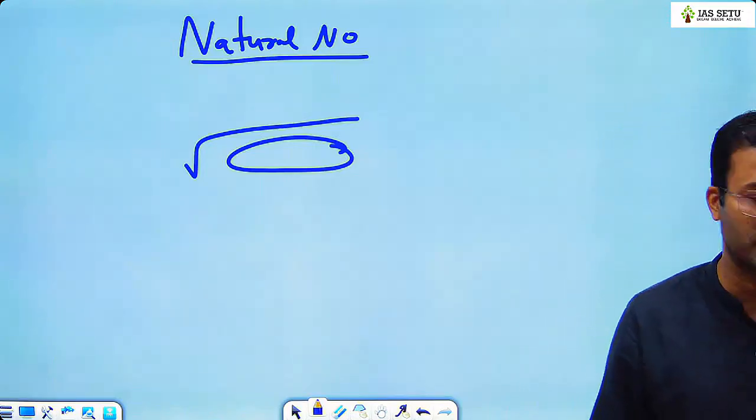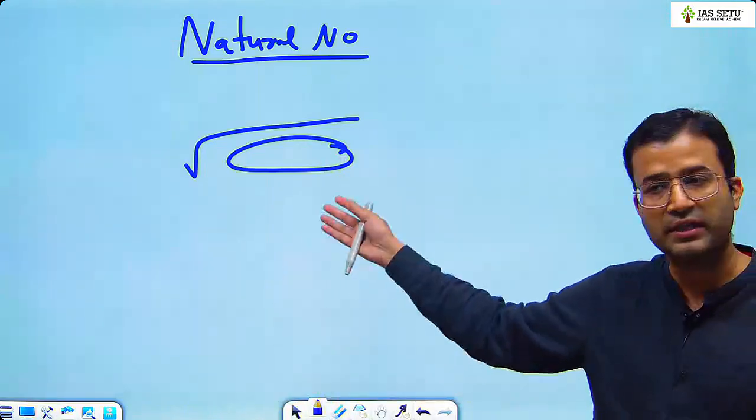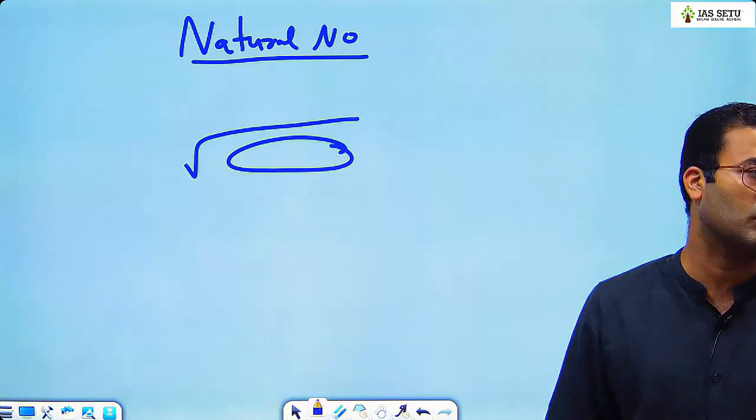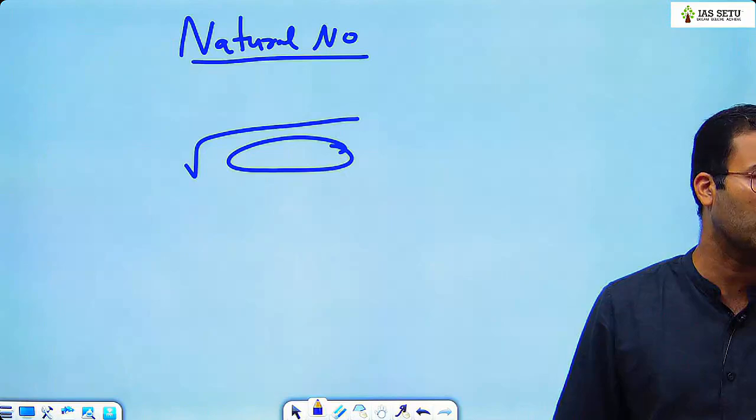Even if they ask, there is no other way, you have to find the square root, then we will check whether that square root is an exact natural number or integer or not. If the square root comes out as an exact integer, then it will not be irrational, otherwise it is.